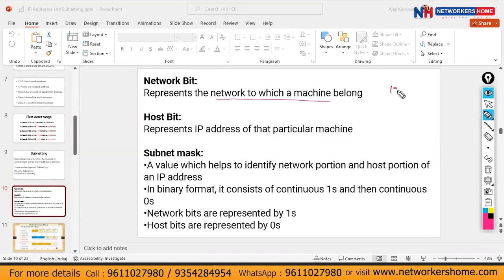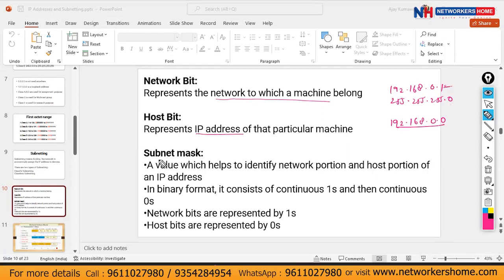If a machine has the IP address 192.168.0.1 and the subnet mask 255.255.255.0, looking at this we can simply say that it belongs to the network 192.168.0.0, because the first address is going to represent the network. Three octets are for network, the last octet is for host. When we set the last octet to minimum, it will be our network ID, correct? What are the host bits? Host bits represent the actual address of that particular machine.